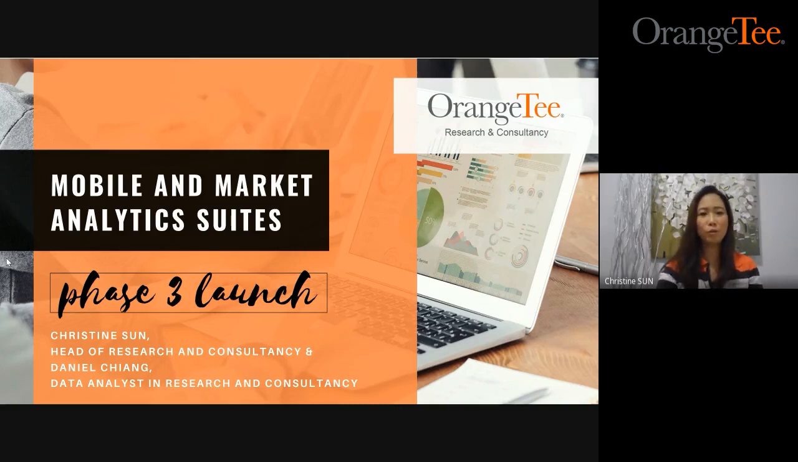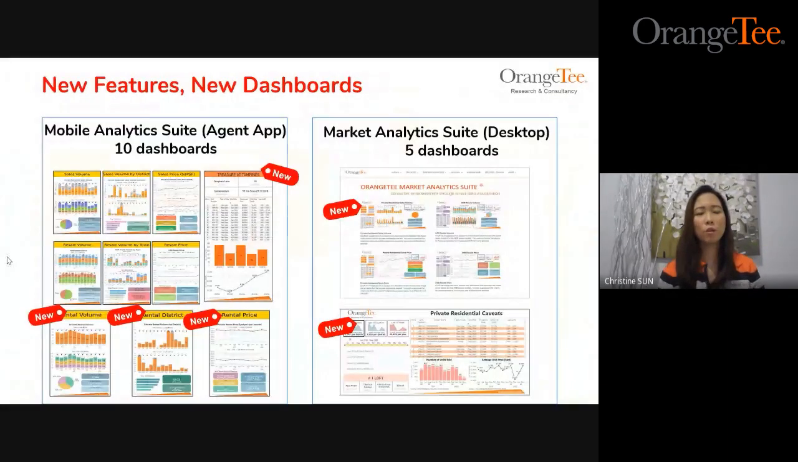If you are familiar with what we have launched so far, there are altogether two types of analytics suites: the mobile analytics suite and the market analytics suite. For the mobile analytics suite, if you go to our OrangeTee agent app, you'll be able to see altogether 10 dashboards. And the market analytics suite is actually the desktop version of our mobile analytics suite, and you have 5 dashboards in total. Today we'll be launching 4 new mobile analytics suite dashboards.